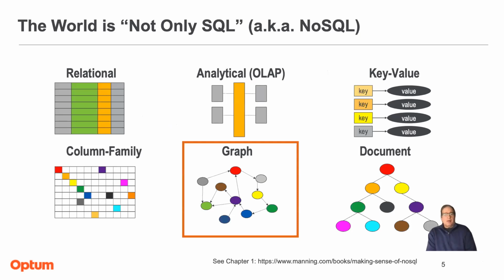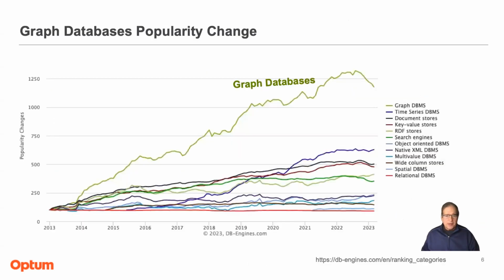All right, so let's just talk about graph databases. When I wrote my book called Making Sense of NoSQL, we talked about 6 general types of databases: relational, analytical, key value, column family, graph, and document. And what we found in the last 5 years is that of all these systems, if you have complicated relationships amongst your customer data, product data, licensure data, all these complicated relationships, graph is a very good way to do a lot of that work.